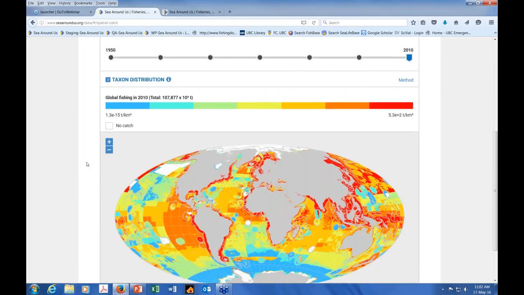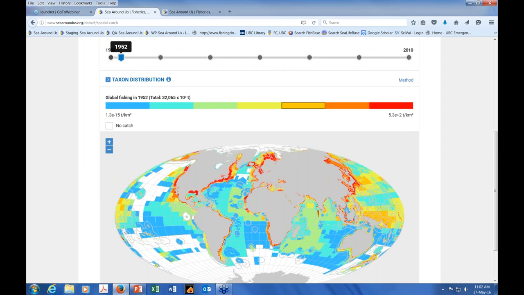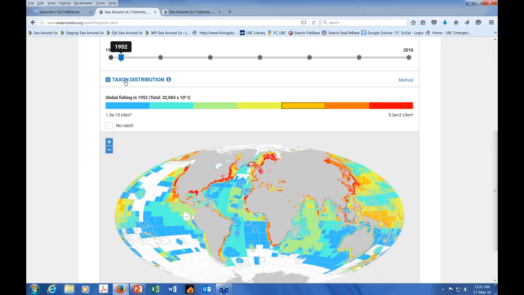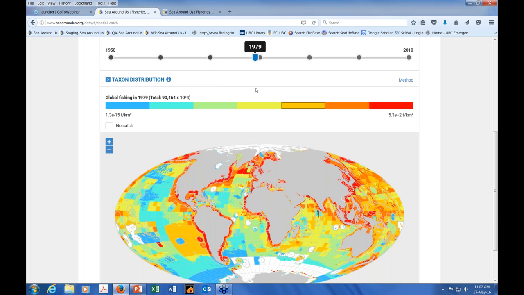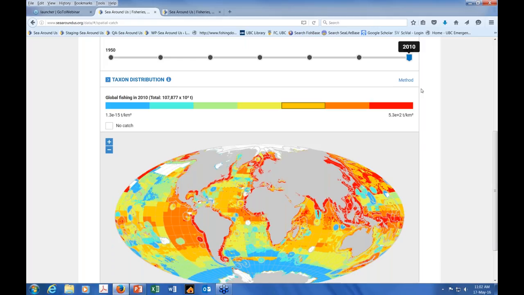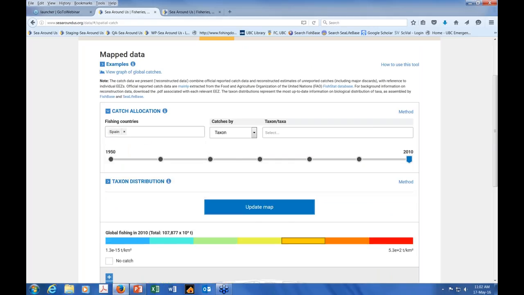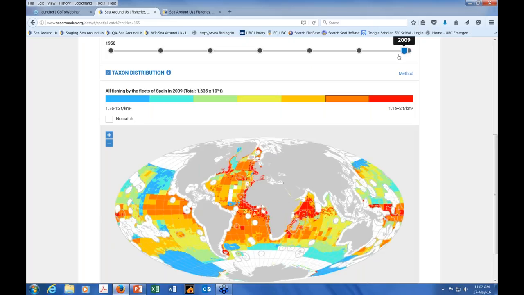So in this case, this is the globally mapped catch for 2010, and you can actually have the whole time series, back from 1950. That's the spatial distribution of the global catch, which you see is highly concentrated in coastal waters. And then you actually notice over the decades the spatial expansion and the intensification of global catch as you go over time. You can choose fishing countries, and earlier I mentioned Spain. So you simply select you want to see Spain, and you get the spatial distribution of the catch of Spain. 2010 again, you can do this over time.